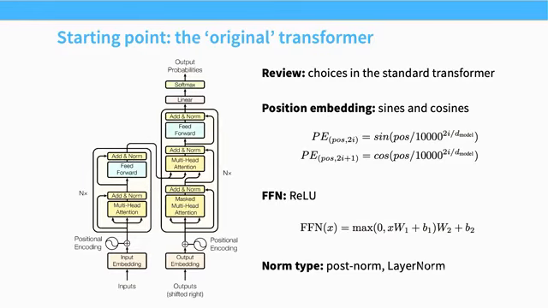There are some fairly standard choices that you make. You say, transformers don't have positional dependence, so we're going to add a position embedding. And what do we do? We're going to add some sines and cosines. We're going to have information processing through ReLU. And then we're going to have a post norm. I'll talk about what exactly that is later.